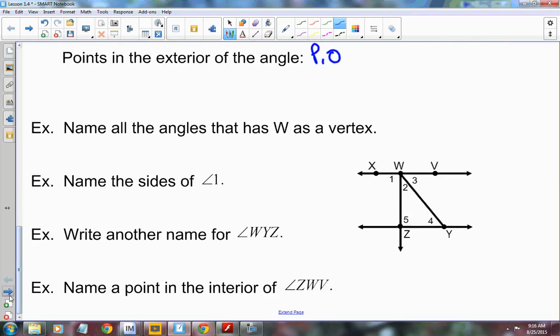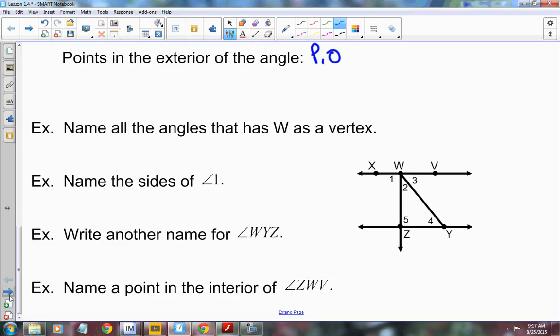Now let's answer some more questions. Name all the angles that have W as a vertex. X, W, D. Okay, now that's our straight angle, so we don't typically name that as an angle. There's three easy ones, real quick, real easy ones.